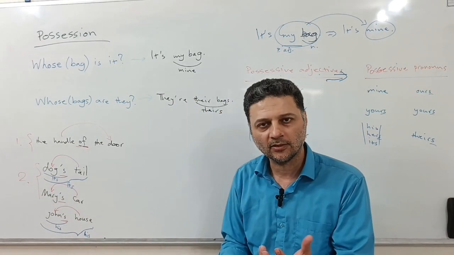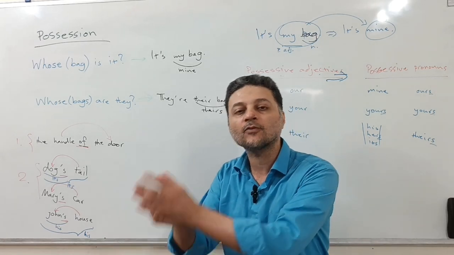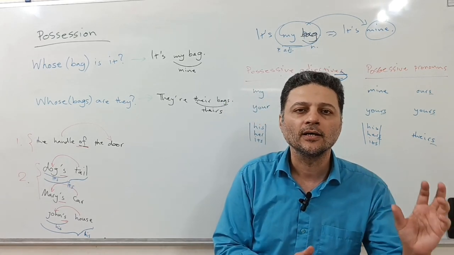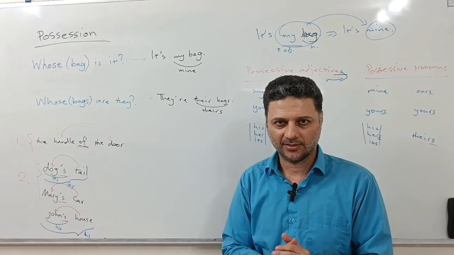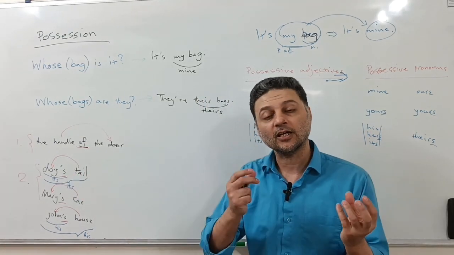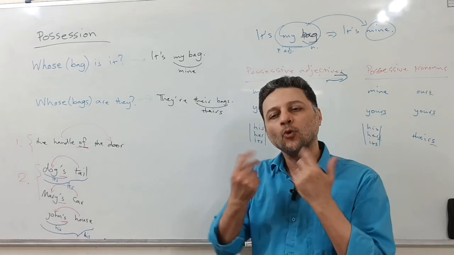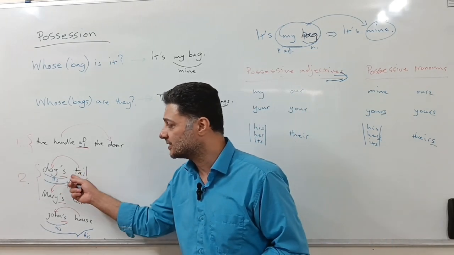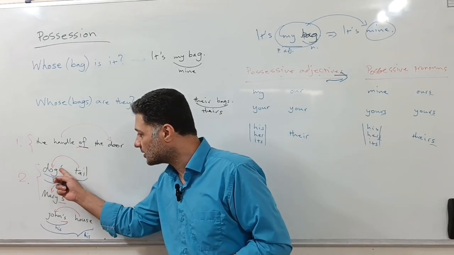And then the second scenario or case we have is that, well, we are talking about a part of someone or an animal, which is animate, living, right? So like the dog's tail, the tail of the dog. Well, this is one way of saying it, but normally it's more common to say the dog's tail. So we use apostrophe S.